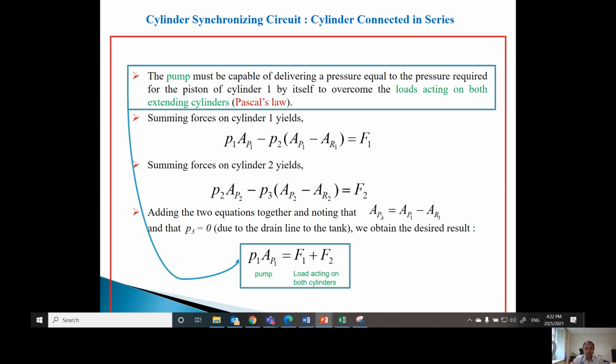Also, one more thing, P3 is 0 due to the drain line to the tank. So when we substitute both of these into the equation, we get the force from the pump, which is P1 times AP1, equal to the summation of F1 and F2. This is the mathematical representation to show that the pump is capable of delivering a pressure equal to the pressure required for both cylinder 1 and cylinder 2.